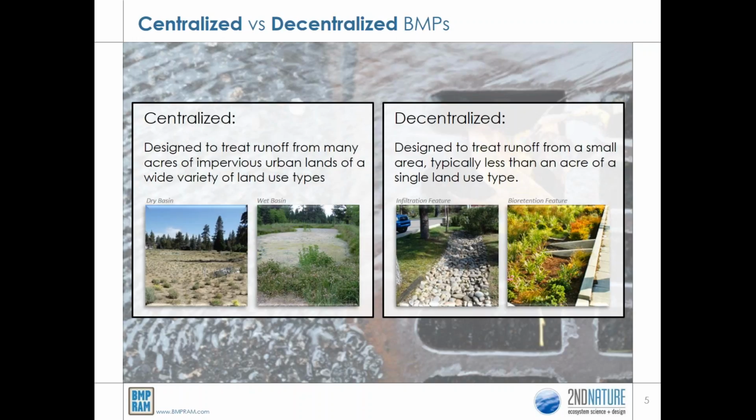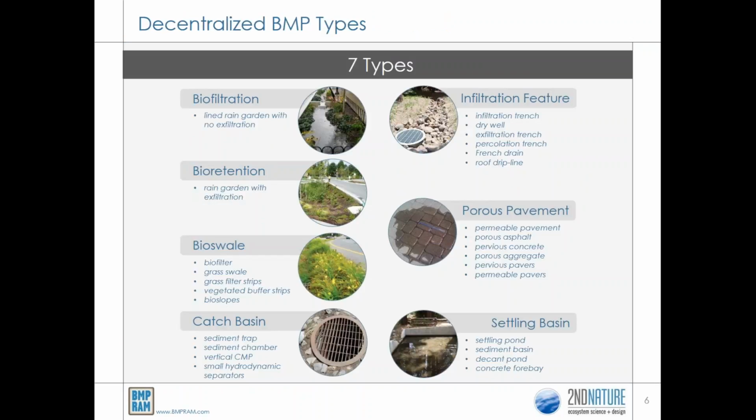The remainder of this video guides you, the BMP RAM user, on how to determine the BMP type of decentralized BMPs. Second Nature has a second video which systematically defines how to determine your centralized BMP type. Decentralized BMPs are typically smaller in size than centralized BMPs and are designed to treat runoff from a small area, typically less than an acre of a single land use type. Generally, they are less costly to design and construct than centralized structural BMPs.